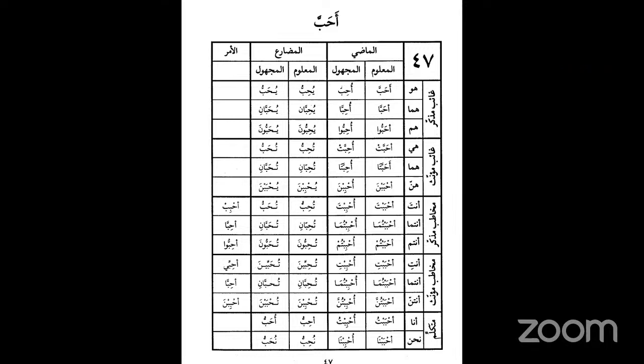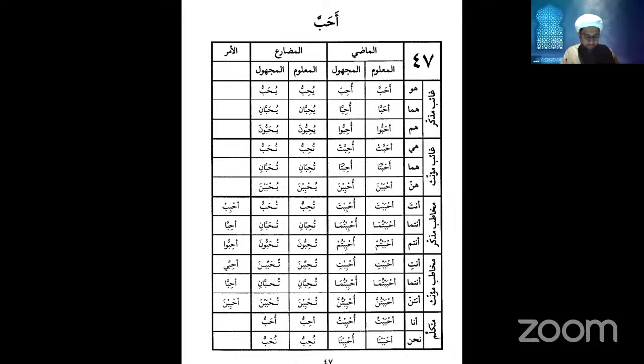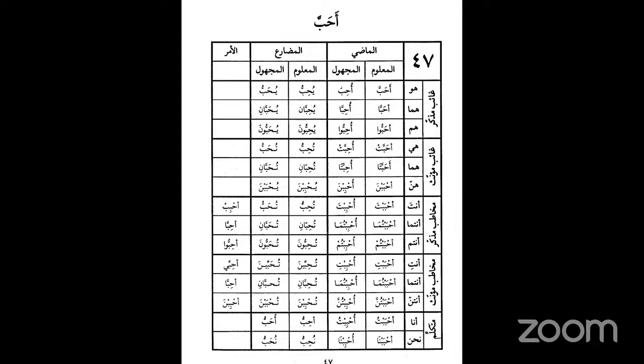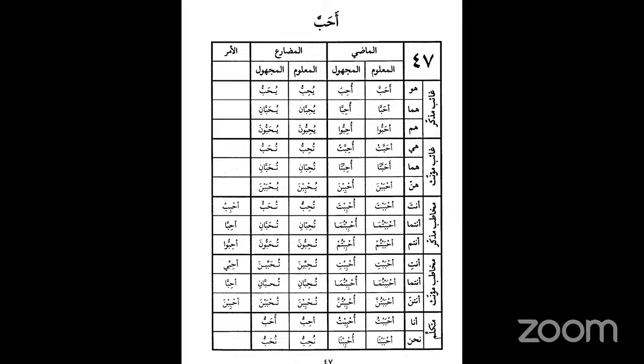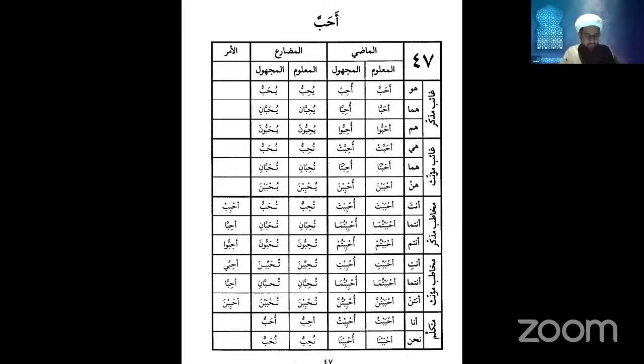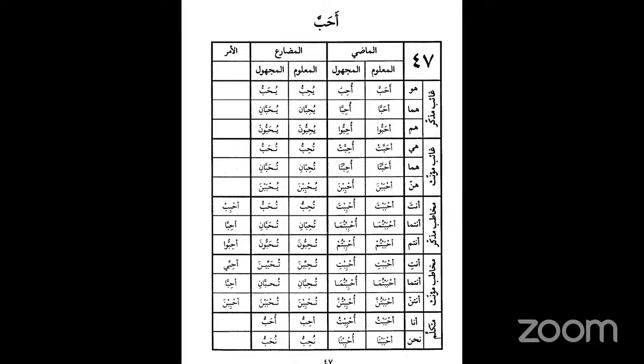So sister, I want you to do the past tense, Sister Saida. Oh, okay. Past tense. Afarra, afarru, afarrat, afarrata, afarrat, afrarna. Afrarta, afrartuma, afrartum, afrarti, afrartuma, afrartunna, afrartu, afrarna.